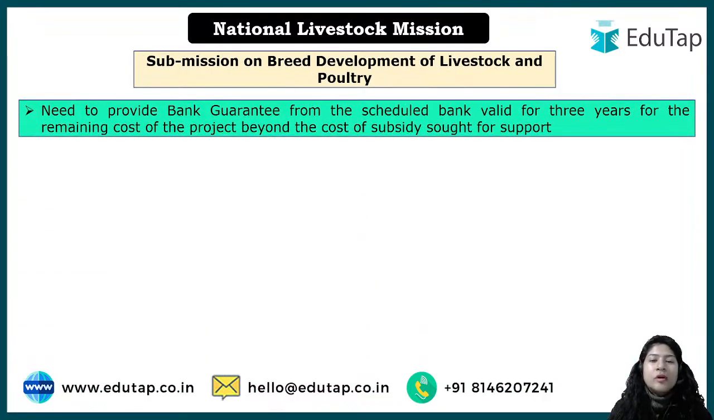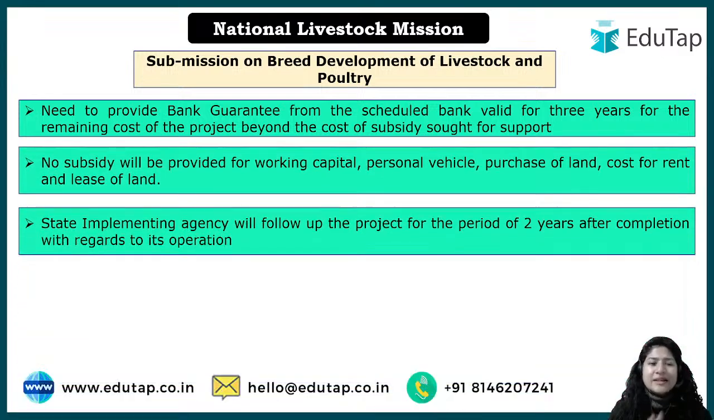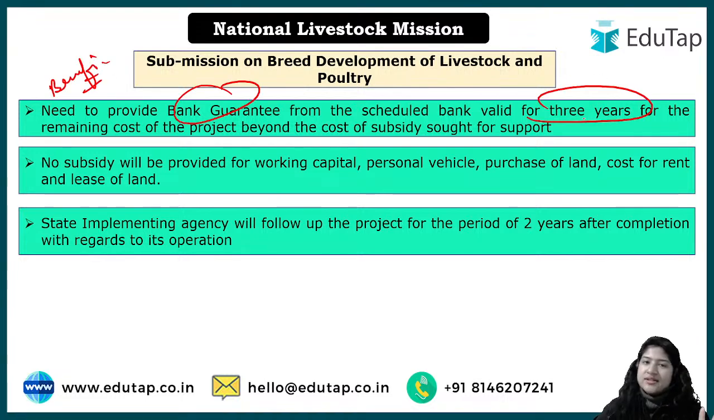Now let's talk about a few features. ठीक है. These are generic features. For example, यहाँ पे जो beneficiaries होंगे, the beneficiaries need to provide a bank guarantee for 3 years. ठीक है. मतलब कि एक assurance that will be provided for 3 years. And you have to keep in mind that the subsidy that has been provided is for the construction and the functioning of that project. It cannot be used. No subsidy will be provided.